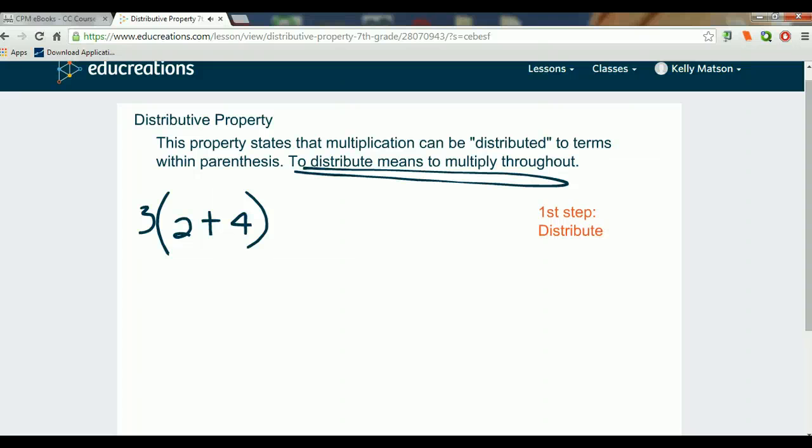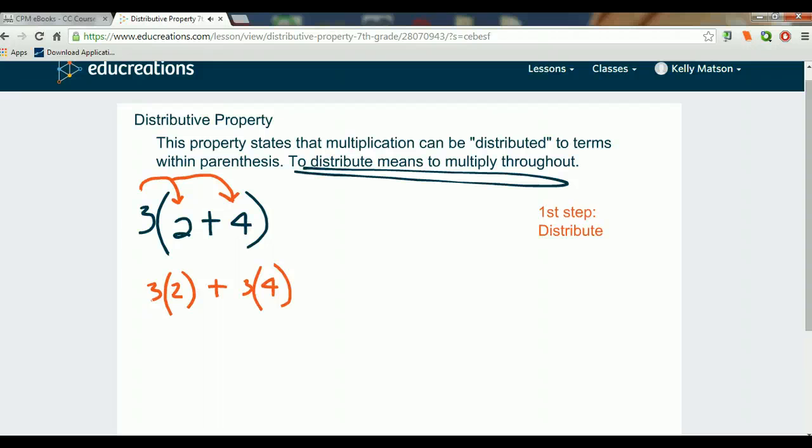Now remember, when I say to distribute, I mean to multiply throughout. So I'm going to take this 3 and distribute it to each term within the parentheses. So again, distributing means to multiply. We're going to write this out just so we have one extra step. When I distribute, this is essentially what I'm doing. I'm multiplying 3 and 2, and then I'm adding 3 times 4. Now this is an extra step, and some of you may not need it, but it is a good visual for you to remember.